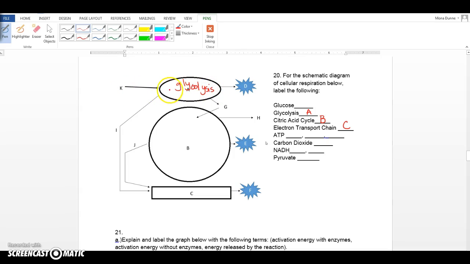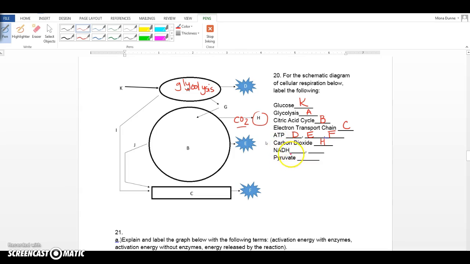And so K is glucose. All right, and what's going to be made in glycolysis is 2 ATP, and so ATP you can see is these D, E, and F labels here. All right, carbon dioxide, that is going to be produced right here. So in Krebs cycle, or sorry, citric acid cycle, CO2 is going to come off, so that's part of glucose. And so that's letter H here.